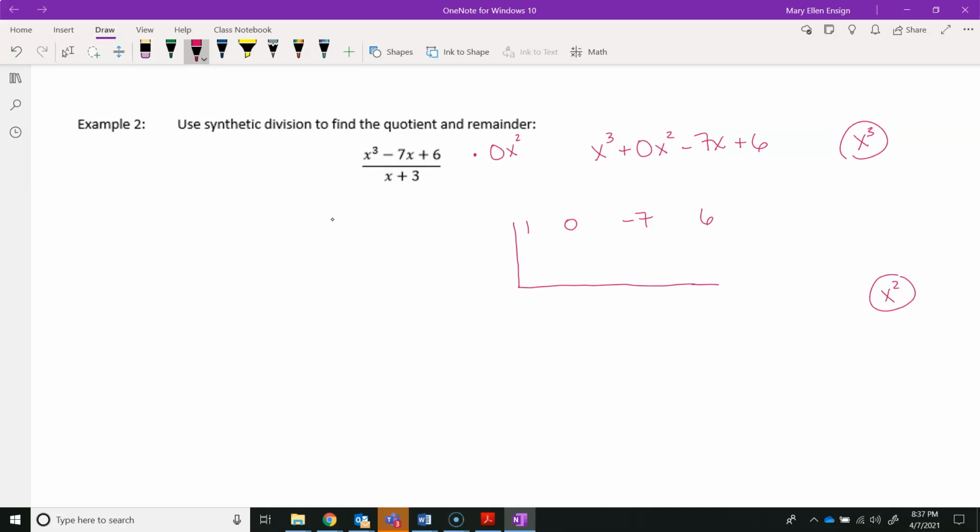All right, so I'm going to now figure out what my c is. Well, again, x plus 3, if I want a minus, it's going to be x minus -3, x minus c, so my c is -3. So -3 goes in here.